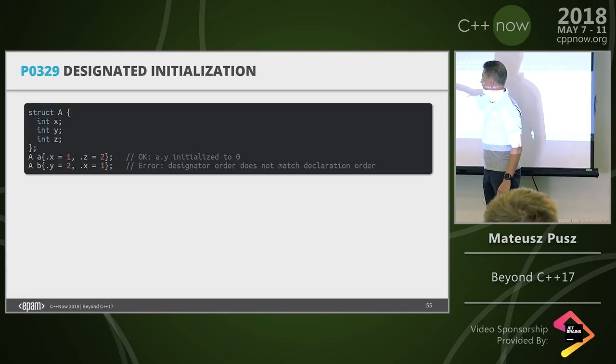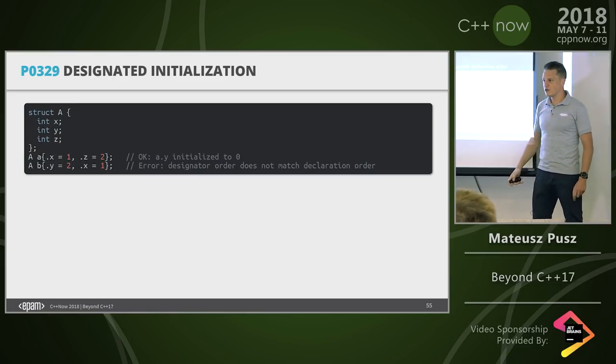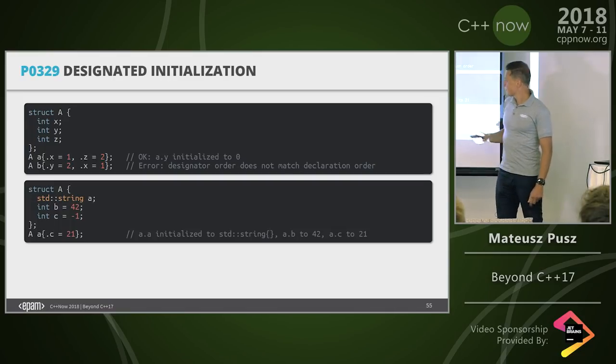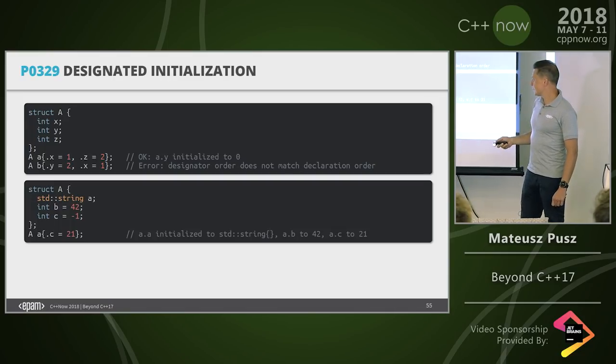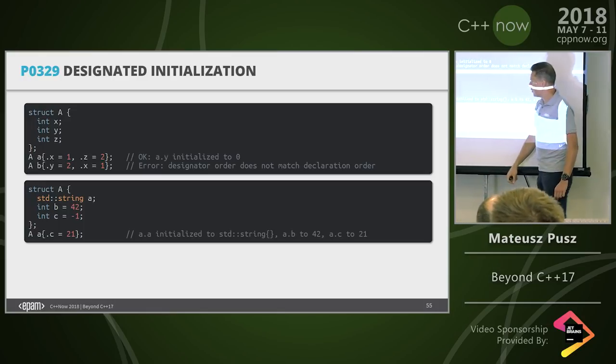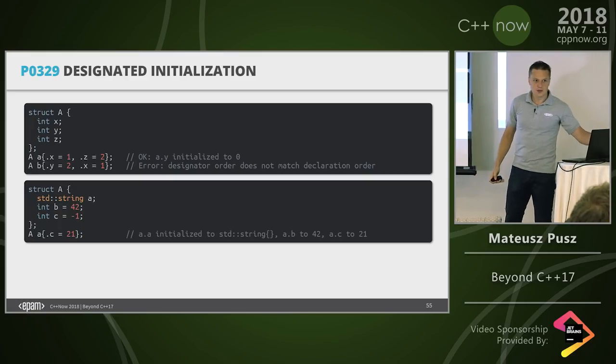And this will trigger an error because this is in the wrong order. So you have to put everything in the right order of the declaration. Also, you can provide things like this, so you can override the defaults provided in the structure. Other members will be initialized, of course, with the defaults as you wanted.